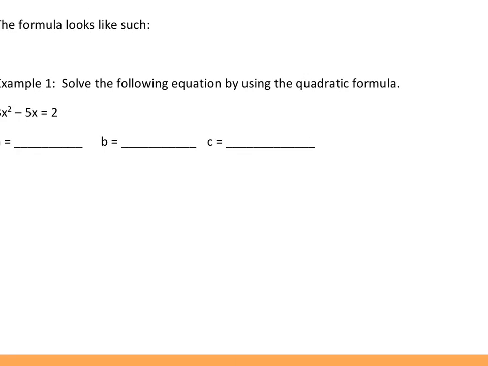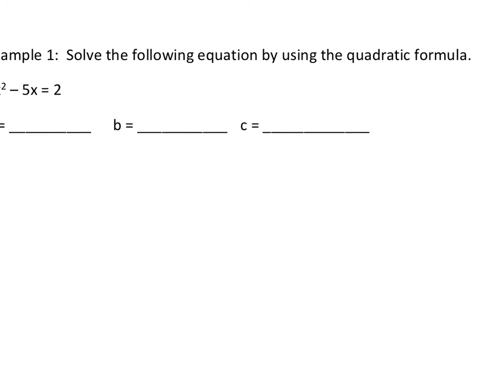So, example 1 here. Solve the following equation by using the quadratic formula. So I first look. Is this in standard form? It is not. It must be, just like everything else. So what is the very first thing if I see something like this that I need to do? Subtract the 2. So I end up with 3x squared minus 5x minus 2 equals 0. Is that better? Yeah. So now we are good to go.